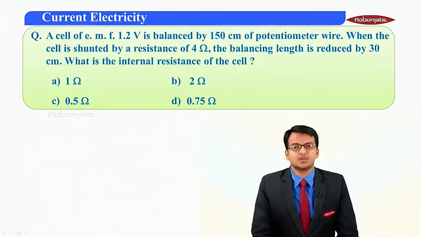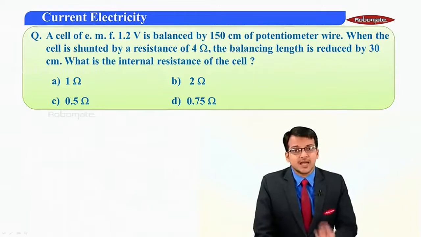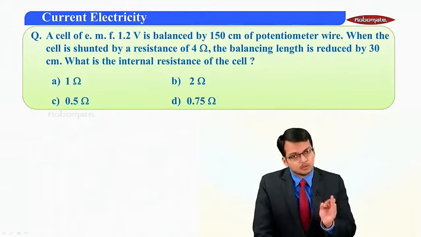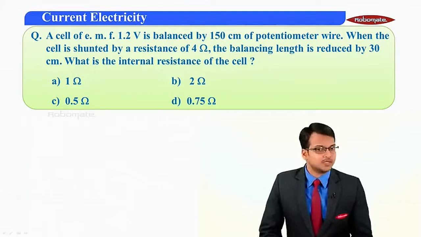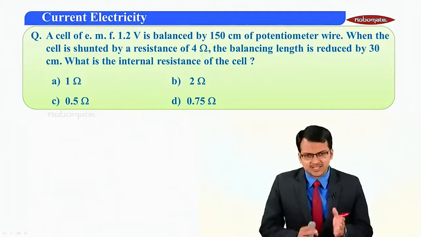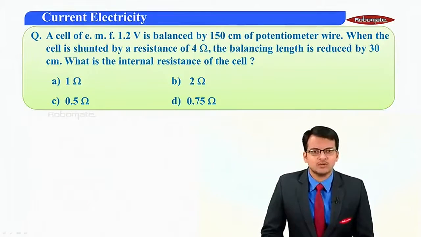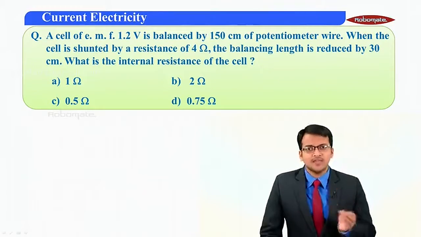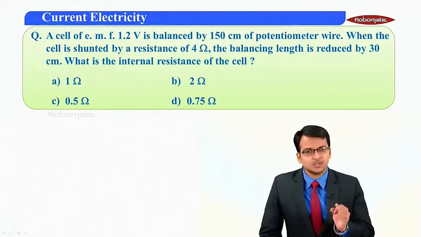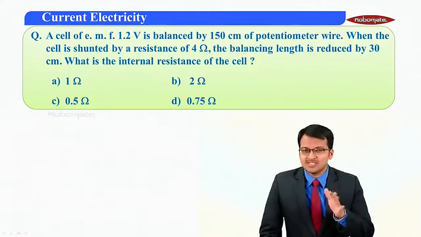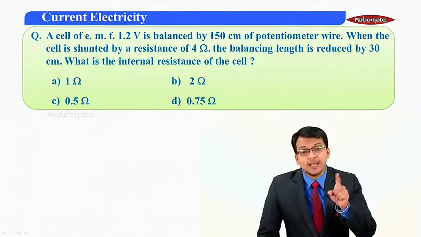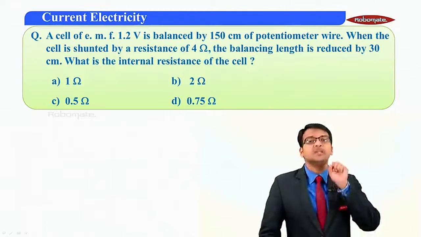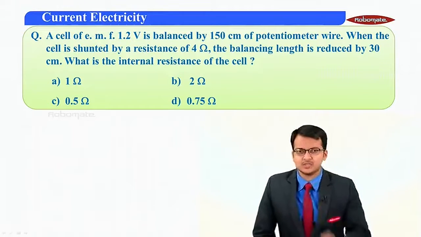Moving ahead with our next question. A cell of EMF 1.2 volts is balanced by 150 centimeter of potentiometer wire. It is similar to the previous MCQ. When the cell is shunted by a resistance of 4 ohms, last time it was 2 ohms, this time it is 4 ohms, the balancing length got reduced by 30 centimeter. This is the catch here, dear students.